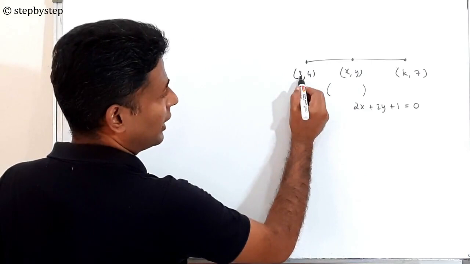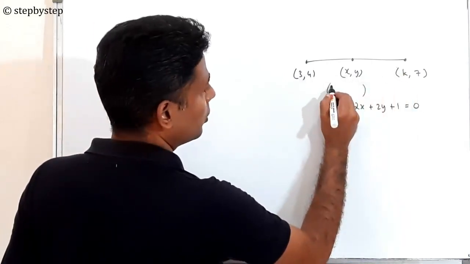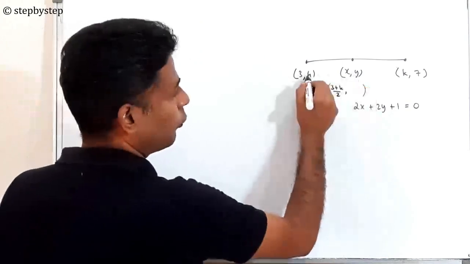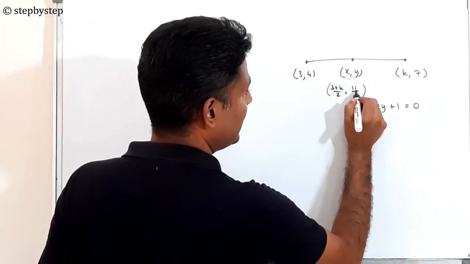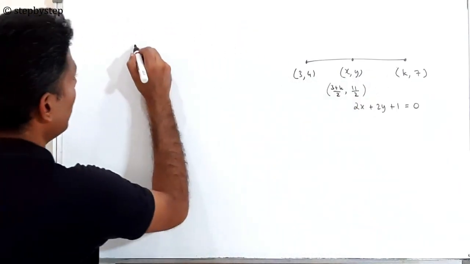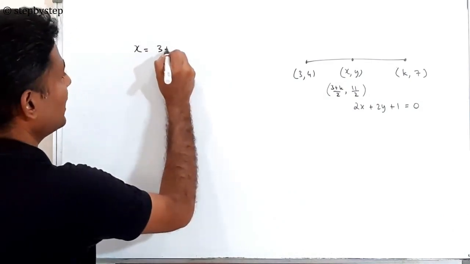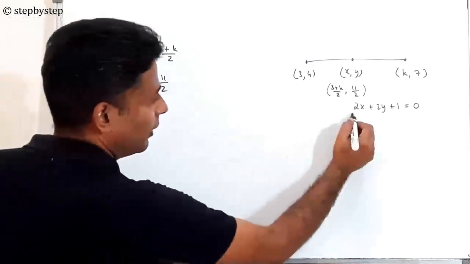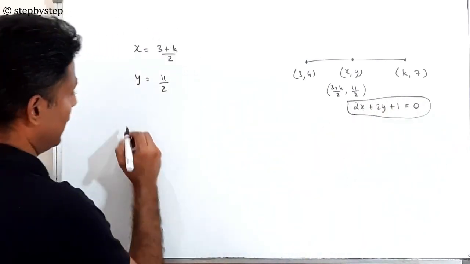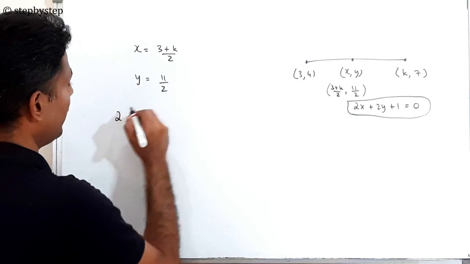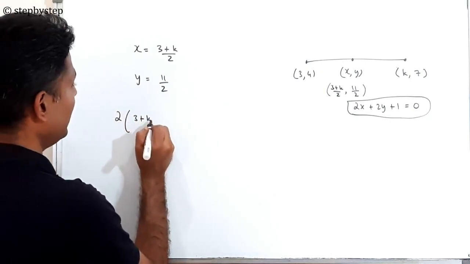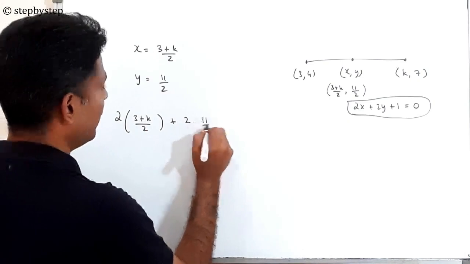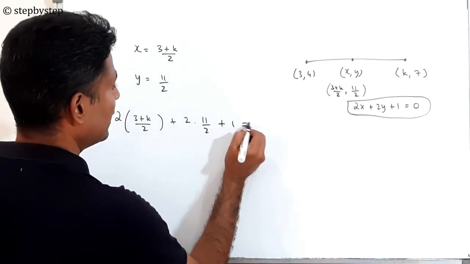x is (x1 + x2)/2, that is (3 + k)/2 in this case. And y is (4 + 7)/2, that is 11/2. So we got x = (3 + k)/2 and y = 11/2. Now all we have to do is substitute in this formula. So 2 into x, that is (3 + k)/2, plus 2 into y, that is 11/2, plus 1 equal to 0.